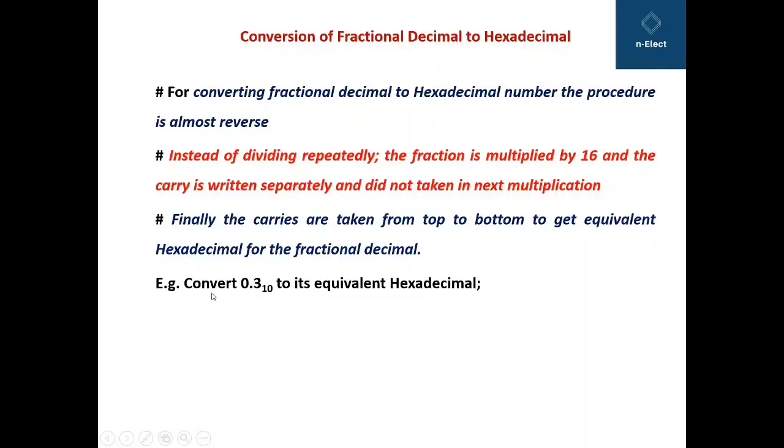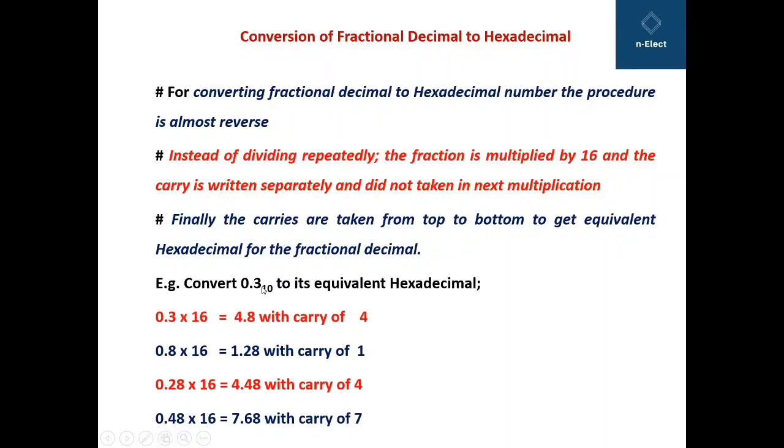See here, the example given is to convert 0.3 decimal to its equivalent hexadecimal. Now in order to convert 0.3 decimal to its equivalent hexadecimal, we have to multiply this by the base of hexadecimal. So 0.3 multiplied by 16, we get 4.8, and 4, which is the number before the point, will be treated as carry, and 0.8 will be taken into the next multiplication.